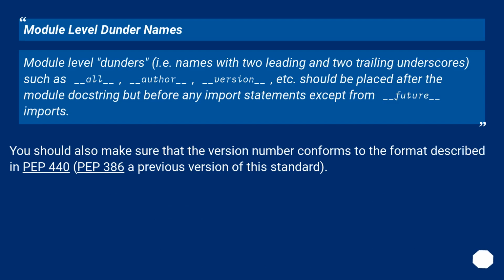Module-level dunders, i.e. names with two leading and two trailing underscores, such as __all__, __author__, __version__, etc. should be placed after the module docstring but before any import statements except from __future__ imports. You should also make sure that the version number conforms to the format described in PEP 440, PEP 386 being a previous version of this standard.